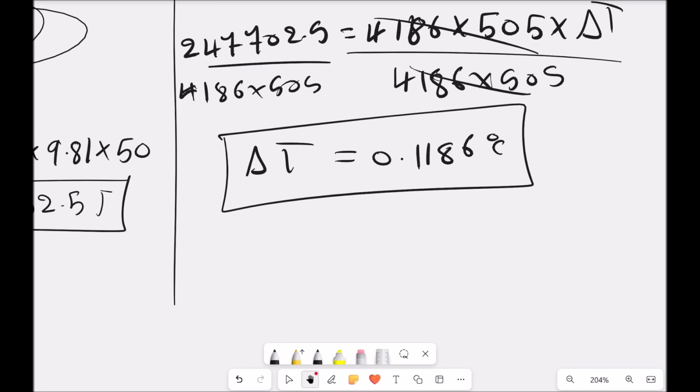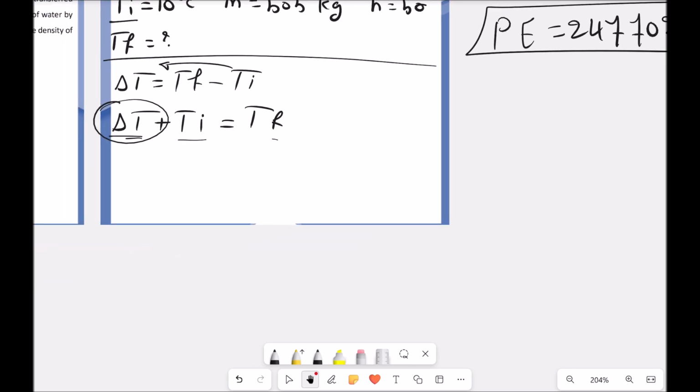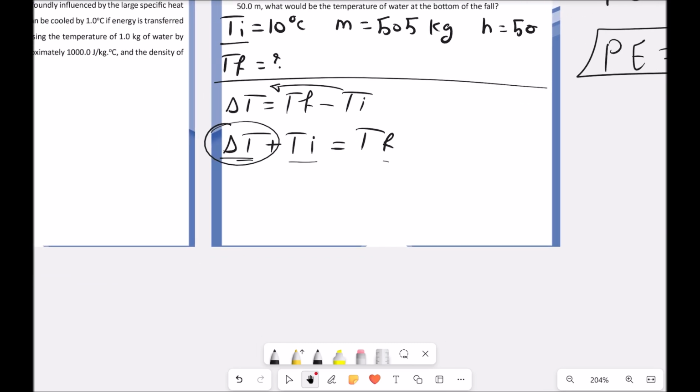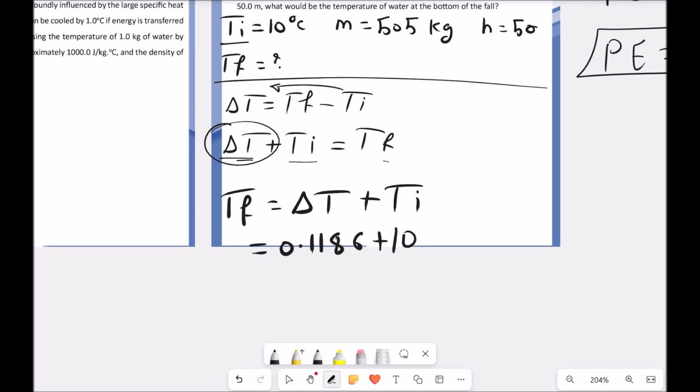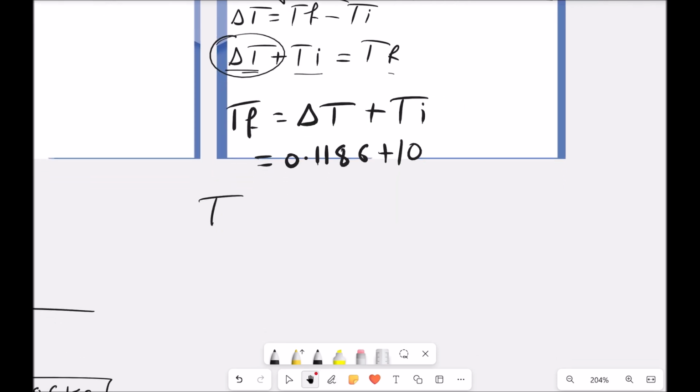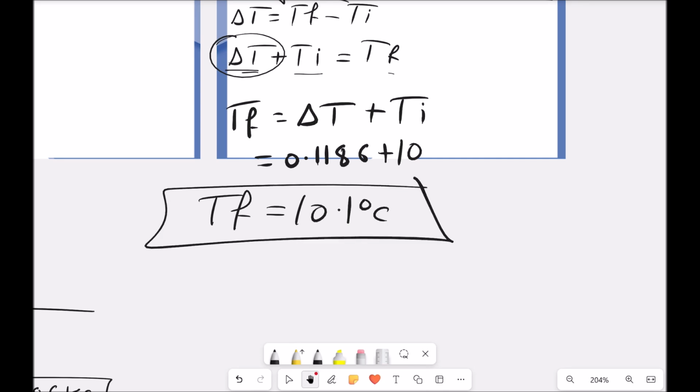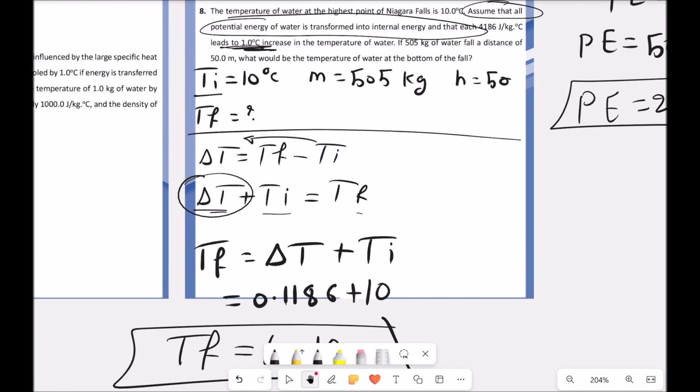Is that it? No. Remember here, we said to find T final, we're going to say delta T plus T initial. We found delta T, which was equal to 0.1186, plus T initial was equal to 10. T final is going to be equal to 10.1, you can just say 10 Celsius, it's enough. This is the final temperature of the water at the bottom of the fall.